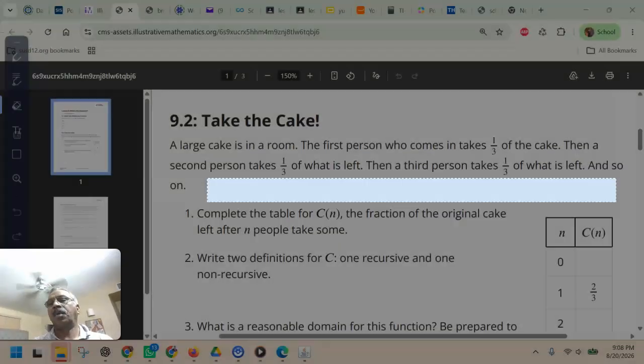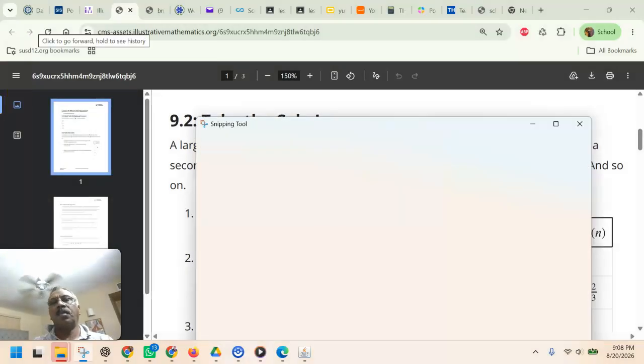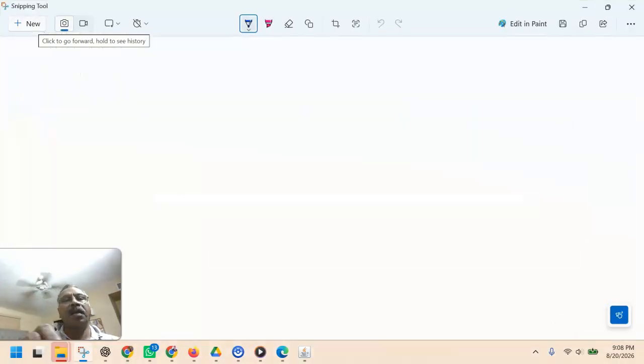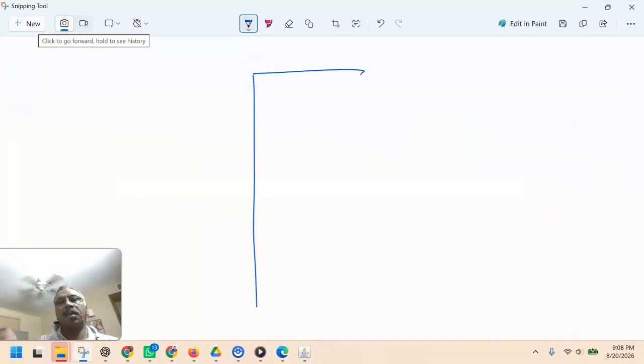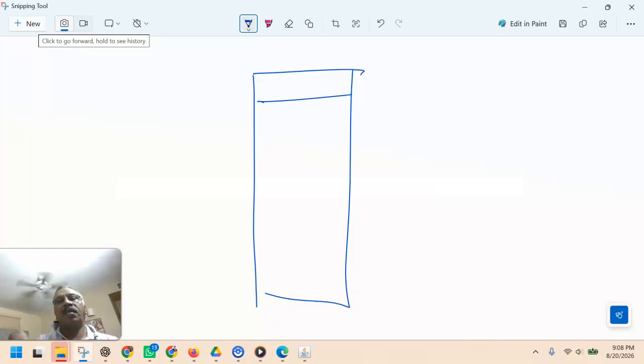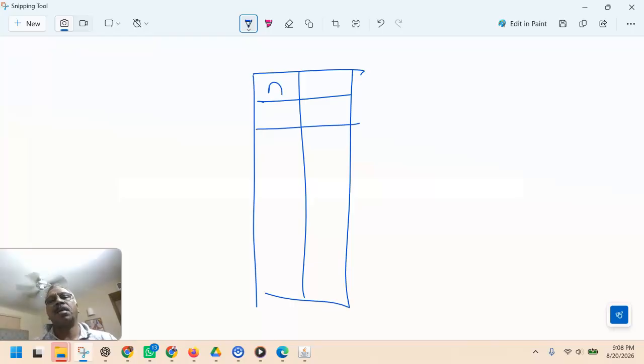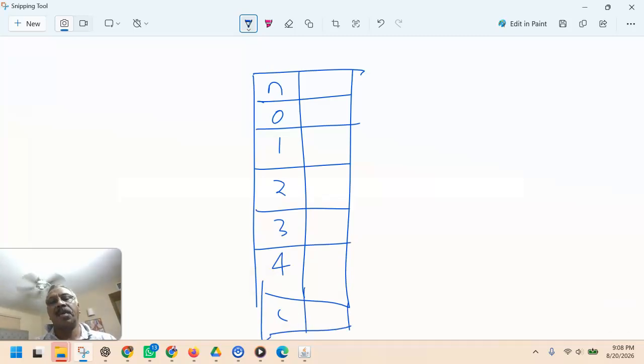So what it means is, let's do it like this. We have n meaning step number: 0, then 1, then 2, then 3, then 4. Let's understand this with the help of an actual figure. So n and cn means what fraction is remaining, right?